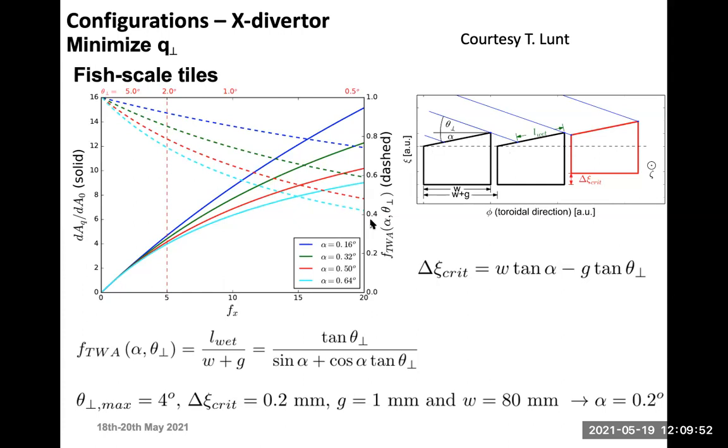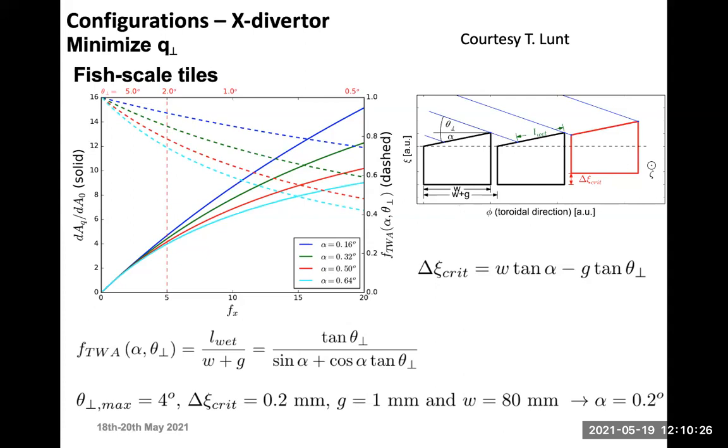But it's a fine balance, and this fine balance is this fraction of total wetted area as a function of these 2 angles and of the width of these blocks and the size of the gaps. Yeah, so this formula is just pure geometry. And then comes an additional part, which is this red box here. Now, of course, nobody on the planet can align these tiles to infinite precision. There will always be misalignment.